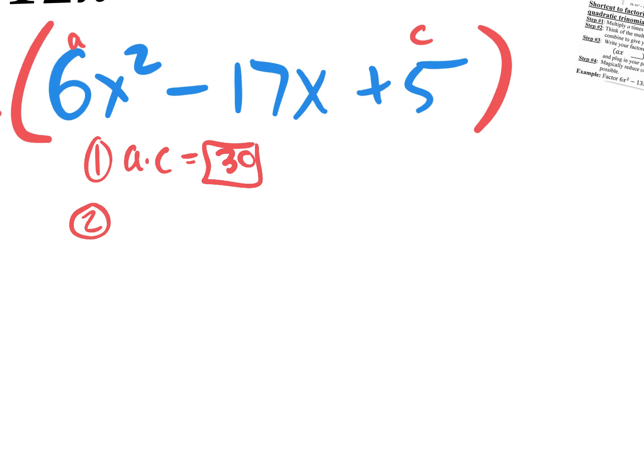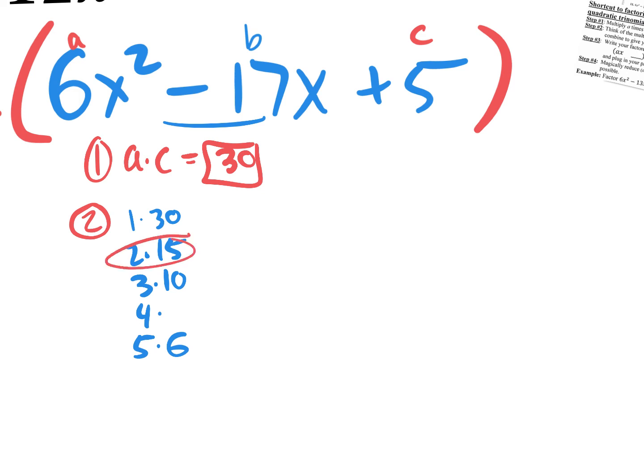Step 2, think of the multiples of 30, 1 times 30, 2 times 15, 3 times 10, 4 doesn't work, 5 times 6. Which pair of numbers combines together to give us the middle value b, which is negative 17? The 2 and 15 will give us a positive 17. That's great, we got a 17, but we want it to be a negative, so we have the right numbers, just the wrong signs. Change it to a minus, change it to a minus, and that's the correct pair of numbers for step 2.